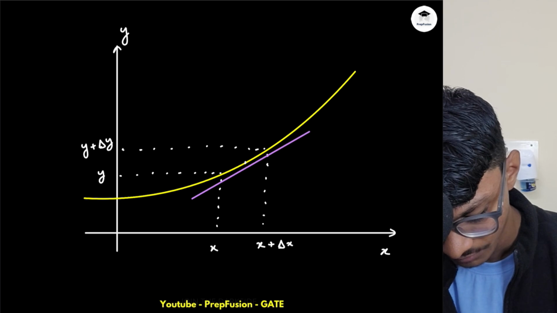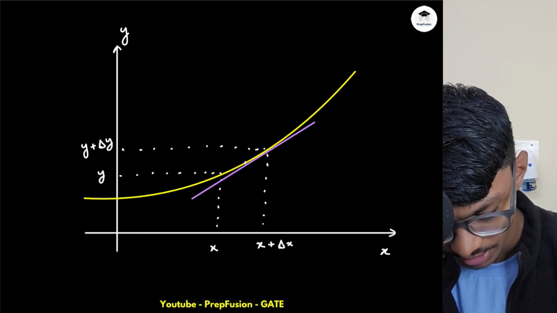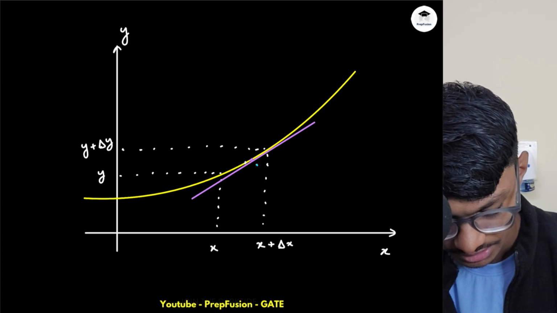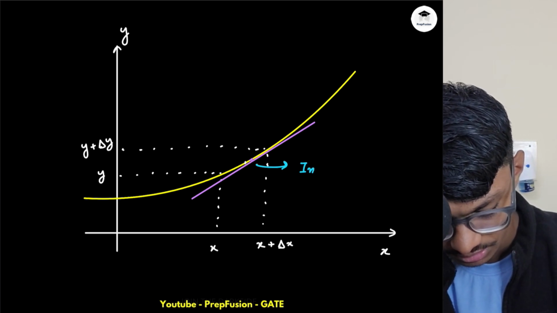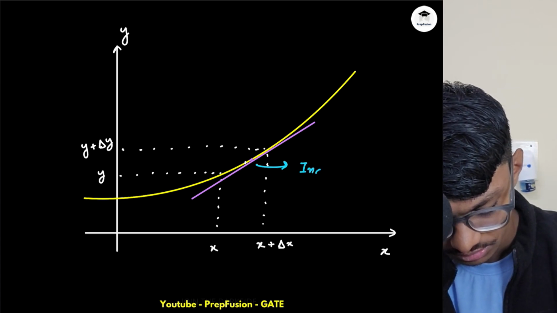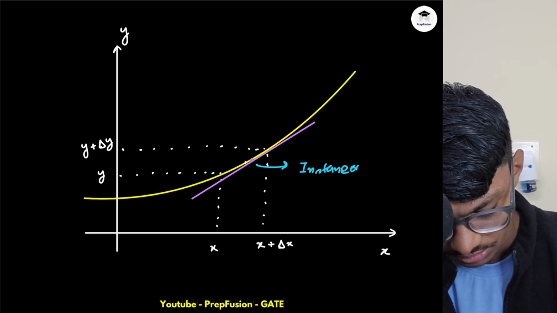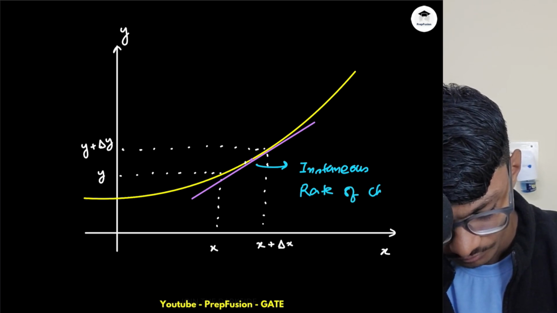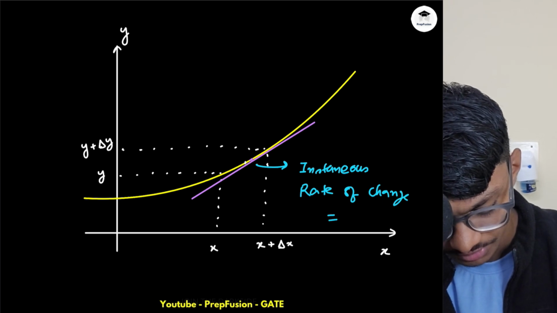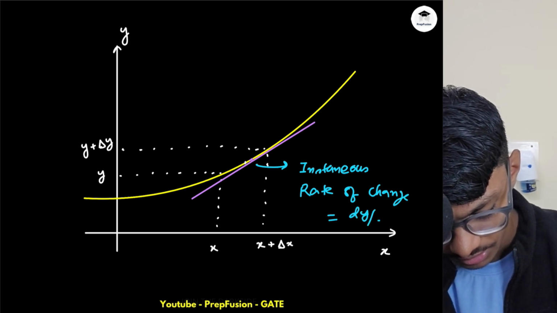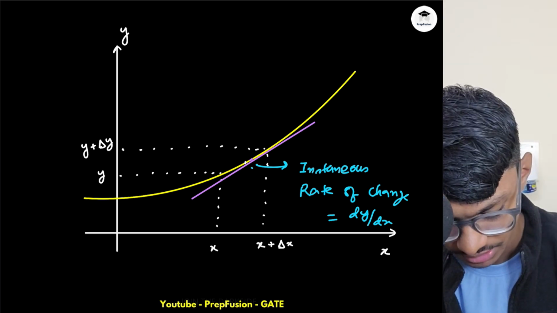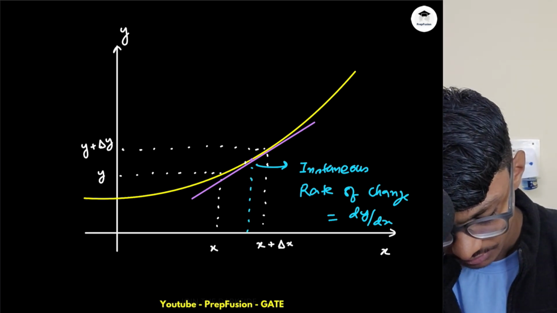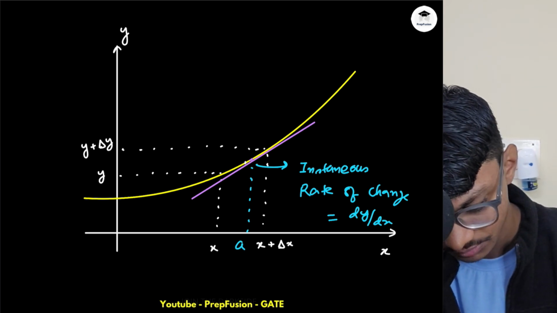So here, this is a tangent. At this point, the instantaneous rate of change is equal to simply dy upon dx. Let's name this point as a, at x equals a.